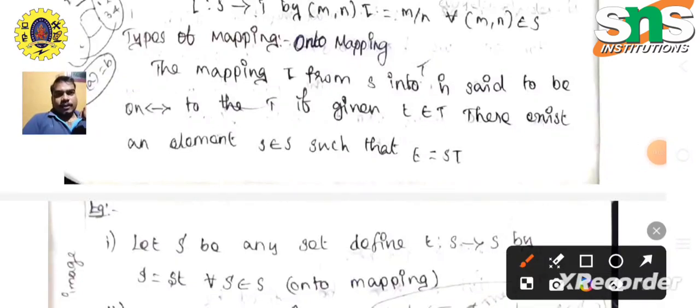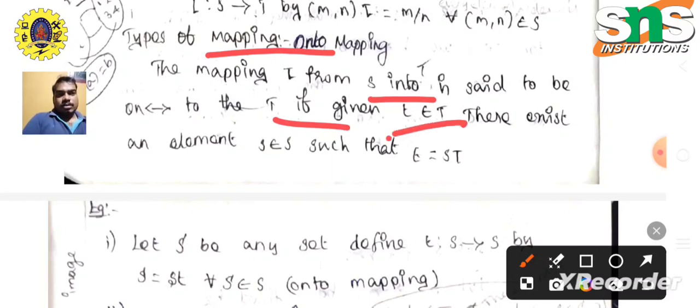Next, we have to see the topic: types of mapping. First one is onto mapping. The mapping tau from S into T is said to be onto, that is T, if given small t belongs to capital T, there exists an element s belongs to S such that t equals s tau.